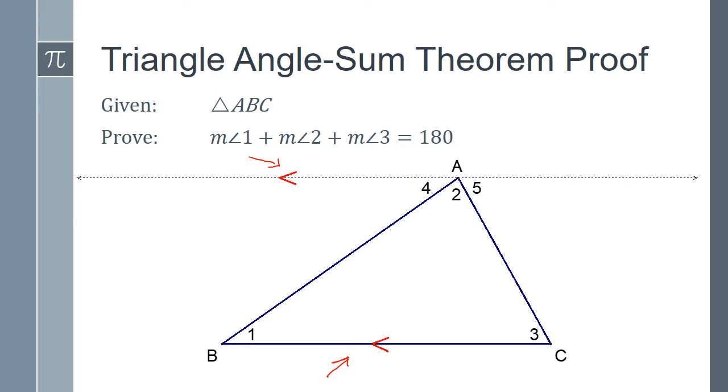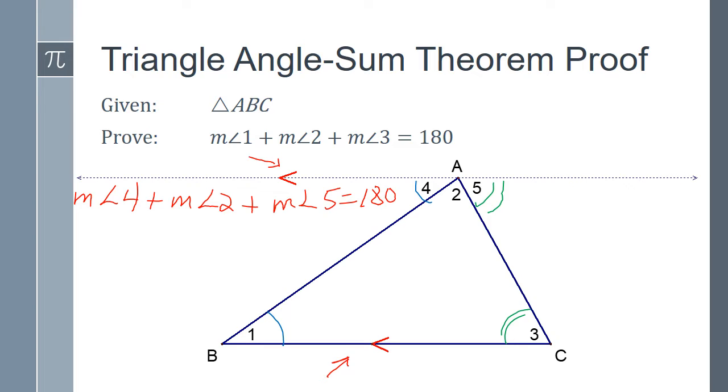Now we can see in this drawing here that the measure of angle 4 plus the measure of angle 2 plus the measure of angle 5 equals 180. We can also see that angle 4 is congruent to angle 1 because, given parallel lines, alternate interior angles are congruent. And the same thing is true for angle 5 and angle 3.